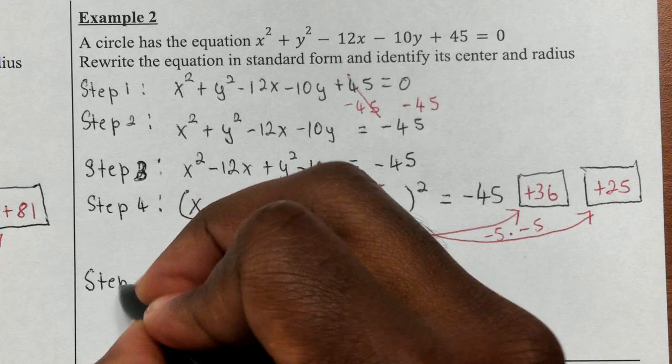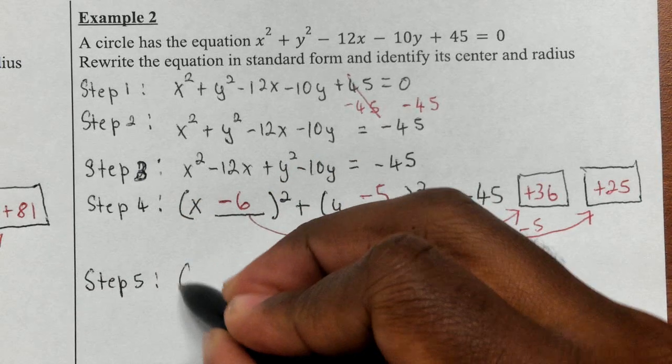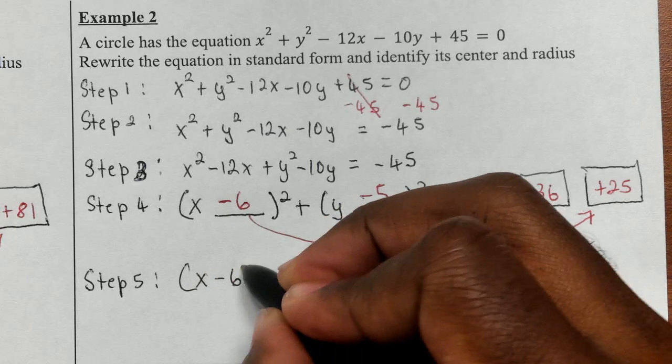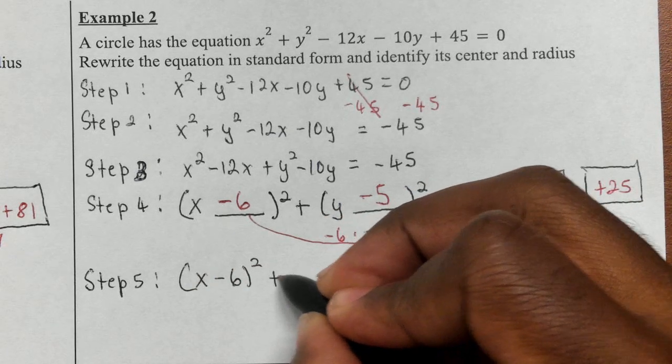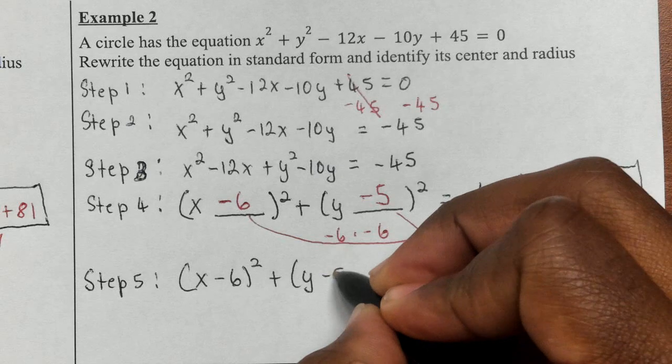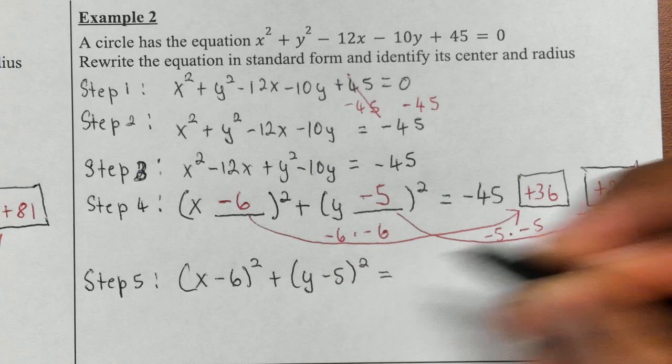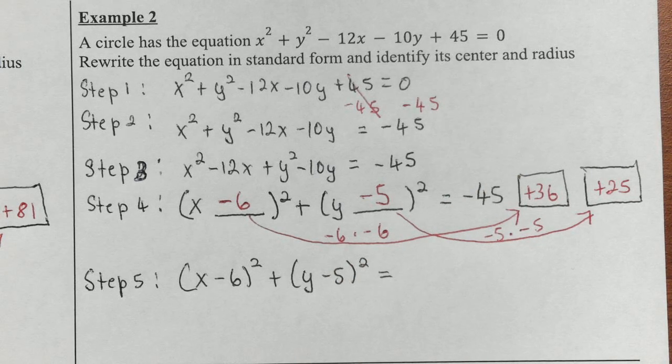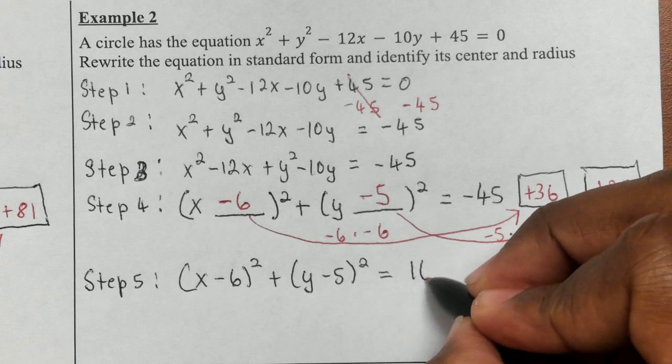So now I can write what the equation of my circle looks like. I would be doing step 5. I would have parentheses x minus 6 squared plus parentheses y minus 5 squared equal to negative 45 plus 36 plus 25. So negative 45 plus 36 would be negative 9, and negative 9 plus 25 would be positive 16.